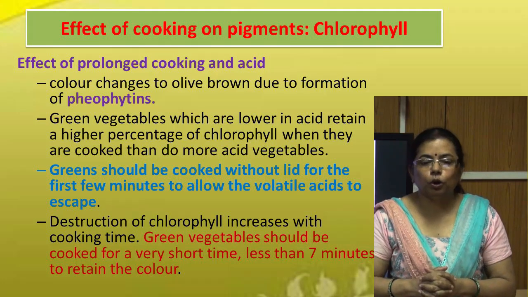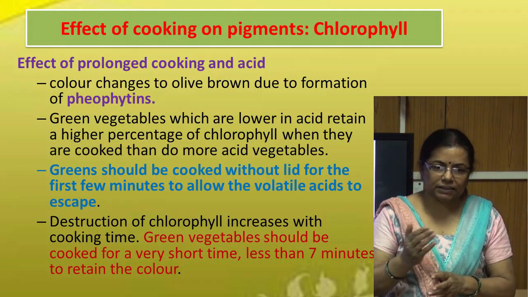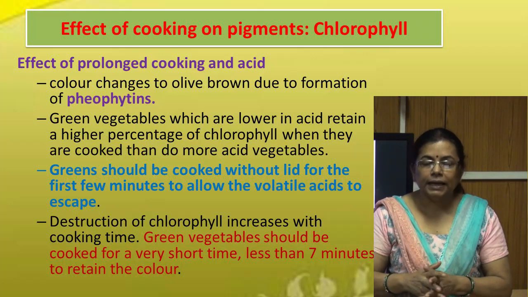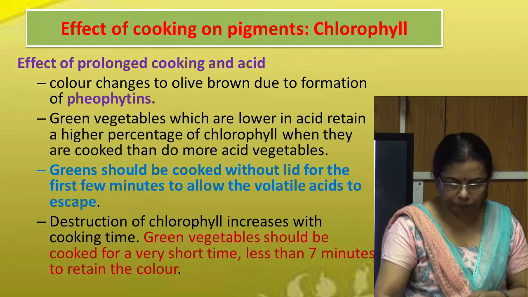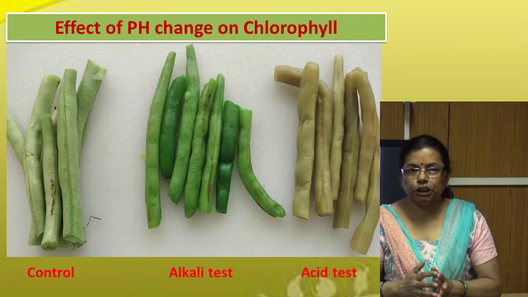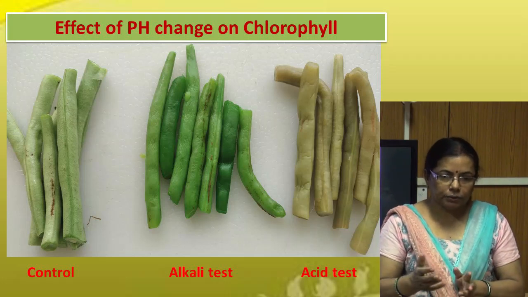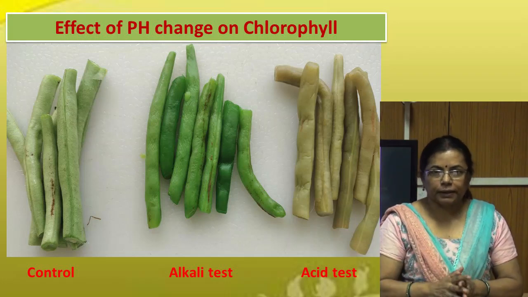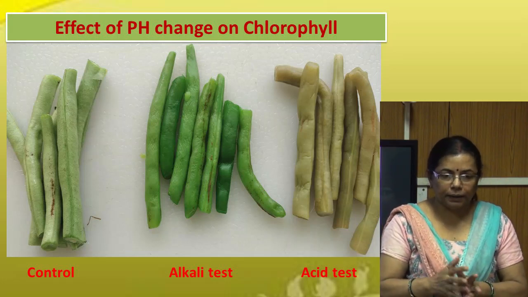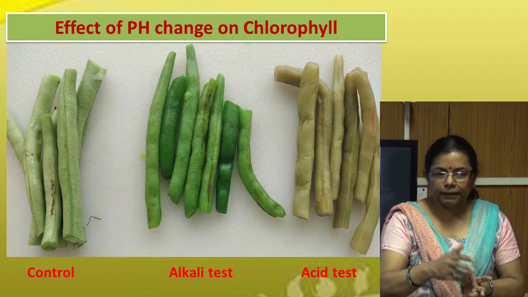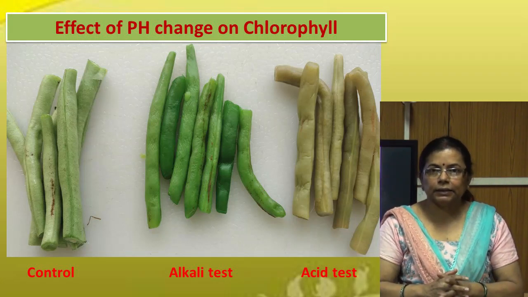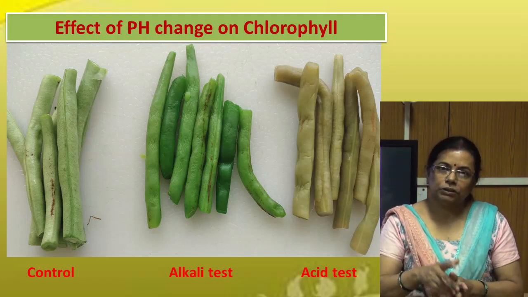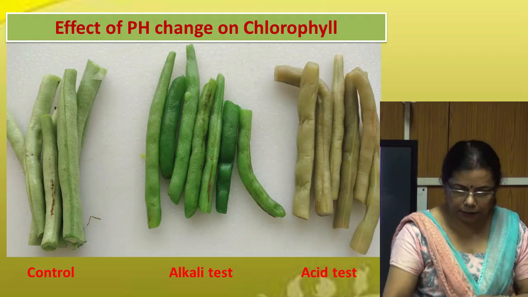Green vegetables should be cooked for a very short time, less than 7 minutes, to retain the color, because destruction of chlorophyll increases with the cooking time. You can see the effect of the alkali and the acid. In the presence of alkali, the color becomes more intense, and in the presence of the acid, the color has changed to olive brown, which is due to the formation of pheophytin.